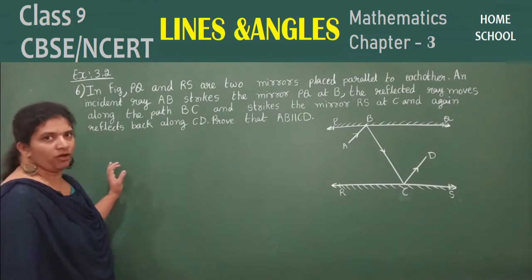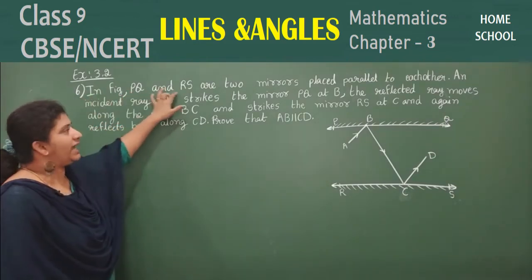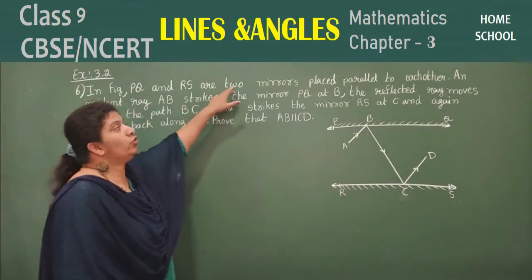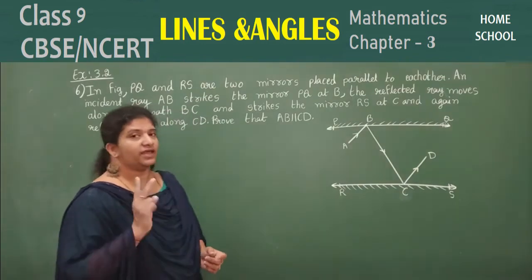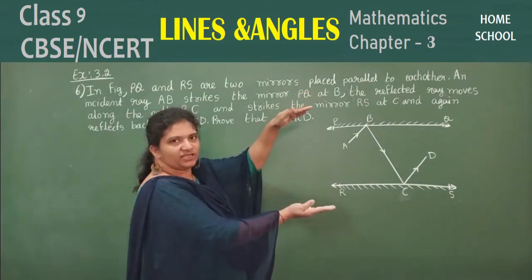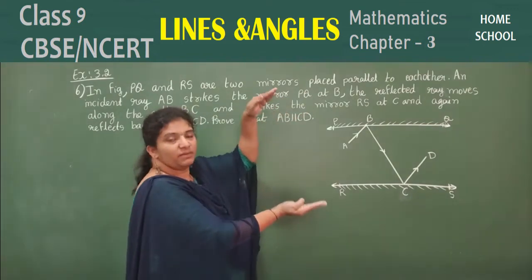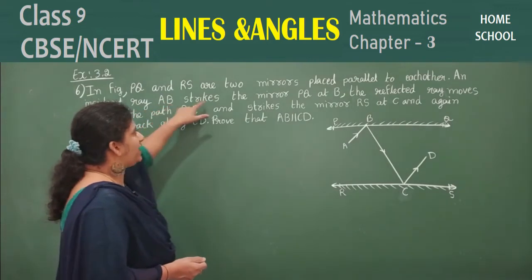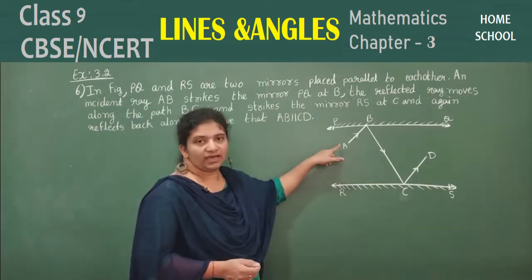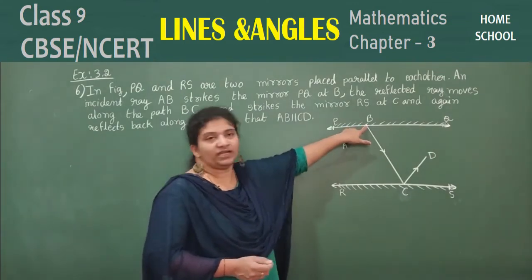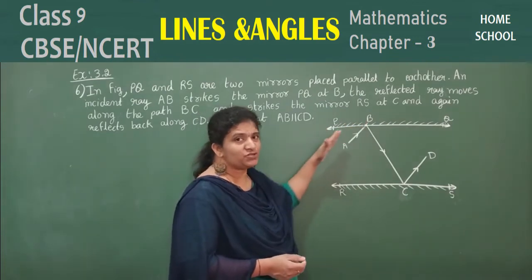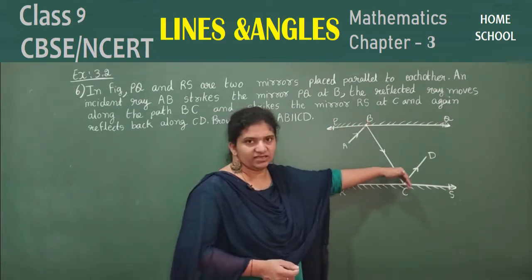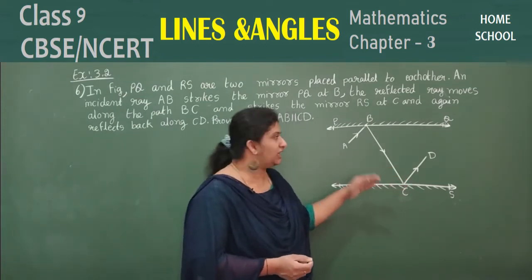Let's see the sixth problem here. In figure, PQ and RS. Can you see here? PQ and RS. Two lines. Are two mirrors. What are PQ and RS, children? There are two mirrors placed parallel to each other. Imagine this is one mirror PQ and this is RS, placed parallelly to one another. An incident ray AB strikes the mirror. So look here. Incident ray strikes the mirror PQ at B. So immediately what happens? When a ray falls on a mirror, what does it do? It reflects.